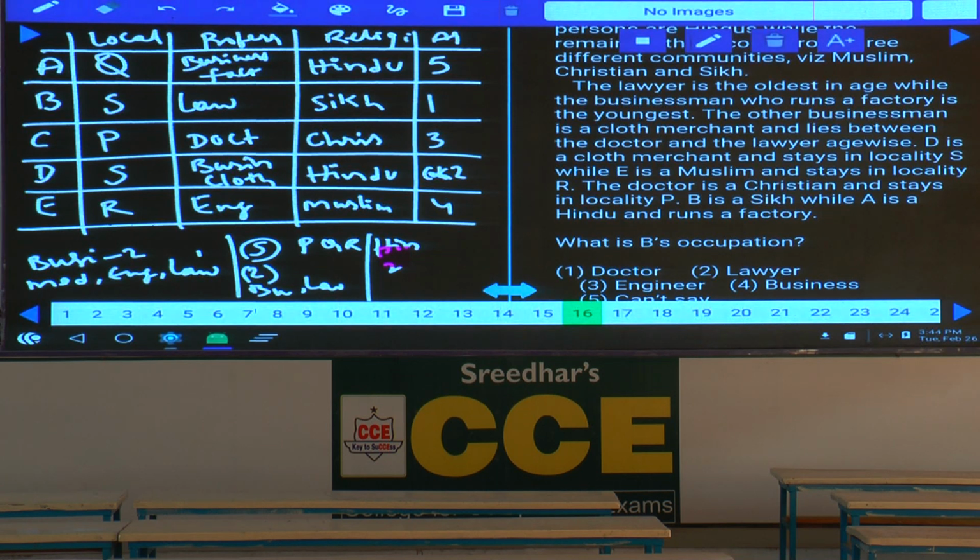Then, shall I start with the next one, 21 to 25? Then question numbers 21 to 25.